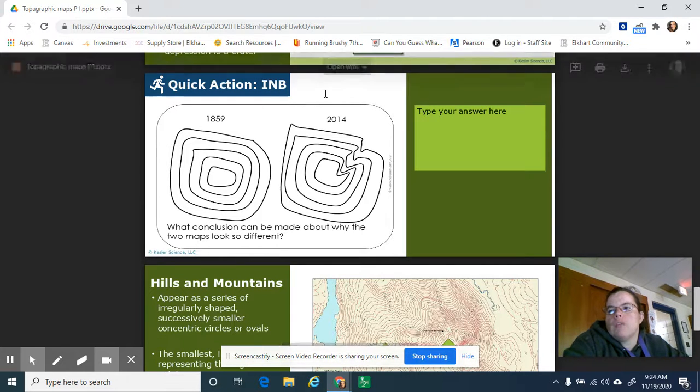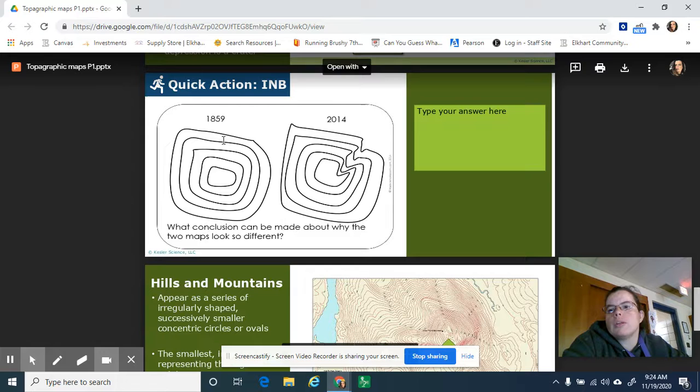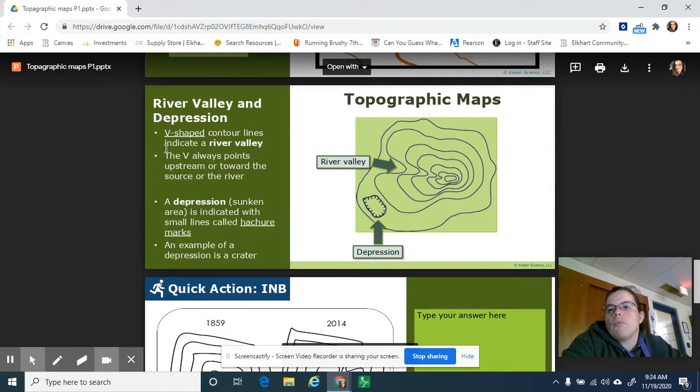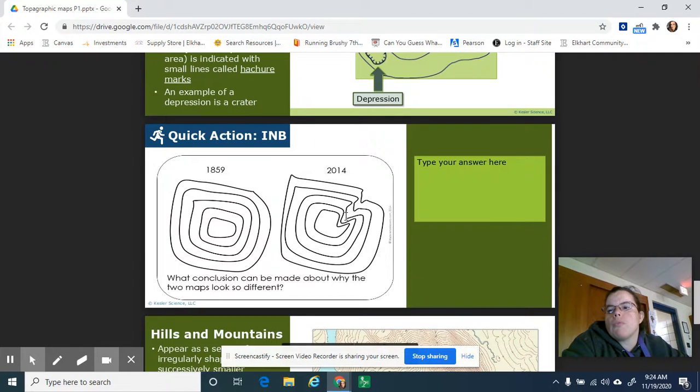From 1859 to 2014, this is what it started out at. This is what it looks like. What conclusion can be made about why the two maps look so different? So remember, these are representative of the river valley. So tell me, what happened to the river valley? It started out right here, and then it started going inwards. What happened?